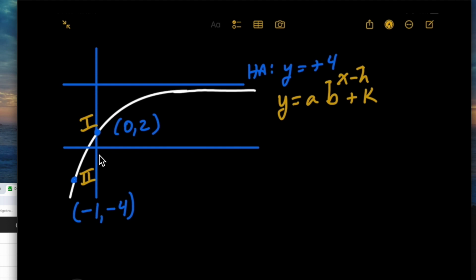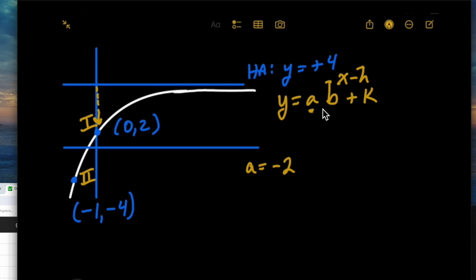Let's go ahead and find our a value first. Our a value is going to be the y distance and direction from the horizontal asymptote to the first point. So you can see we start out at y equals 4 and we go down to y equals positive 2. That's a movement of minus 2. And that's going to be our a value. And it does make sense that this is a negative because you could see our graph is flipped. Our graph is going to be a decay function that approaches the horizontal asymptote from beneath. That's indicative of a reflection over the HA.